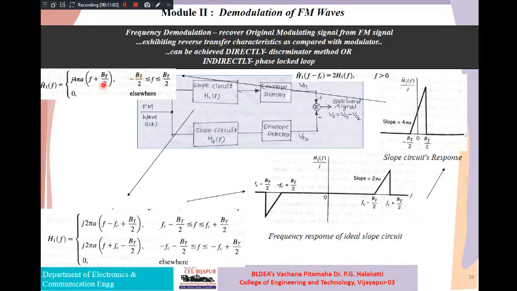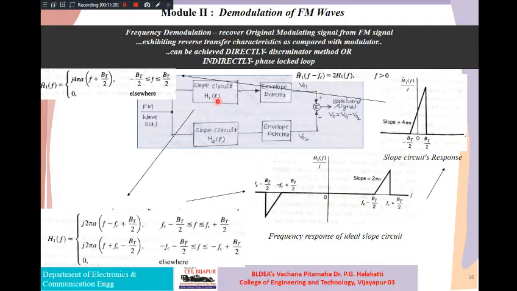So that has been given here, the h1 cap of f. So how much you are getting: j 4 pi a into bracket f plus Bt by 2, ranging from minus Bt by 2 to plus Bt by 2. Again the width will remain the same, the bandwidth, that is Bt only. For the time being, now we have to remember this much.